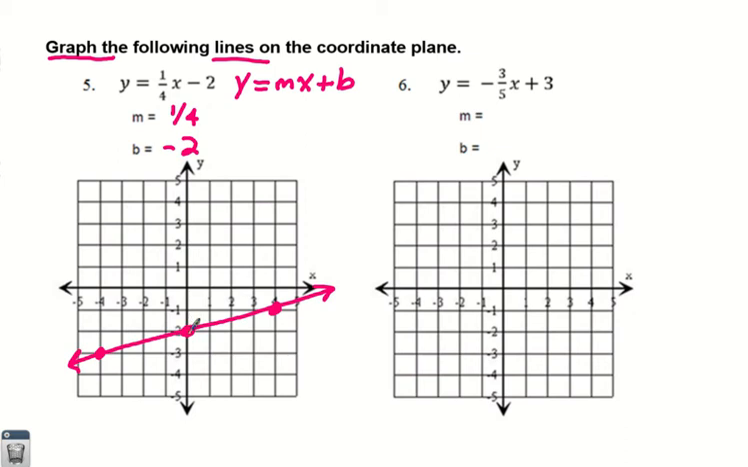Same thing for number 6. It looks like my m is -3/5, and it looks like my b is +3. So again, I begin with b, my y-intercept here at 3, and then my slope is -3/5. What you want to do is put this negative only with the numerator. So think of it as a -3.